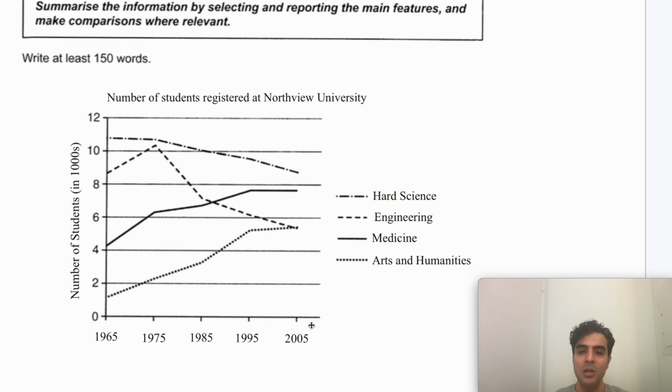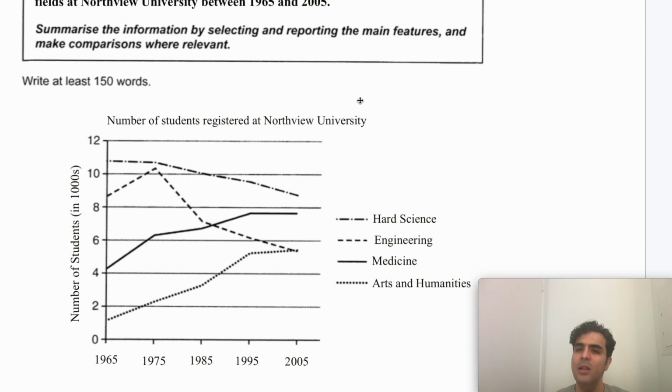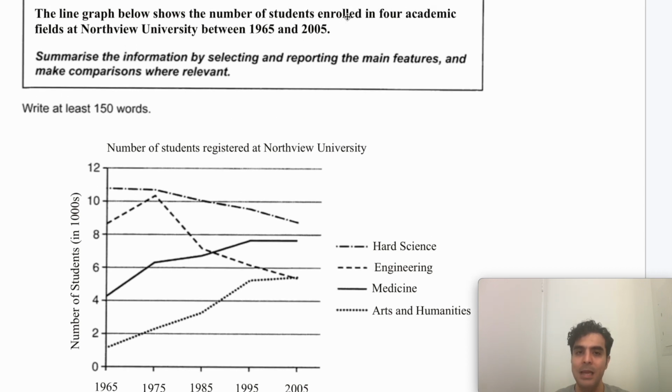The horizontal axis is the next part I'm going to be looking at. And as you can see, we have years, and the scale is 10 years, right? So we have 1965 to 75 to 85 to 95 to 2005. So we have a scale of 10 years. It says number of students registered at Northview University. A lot of the time, this MP that you get in the question will be repeated here above the task itself, which is what we can see here. And the MP core is students once again.